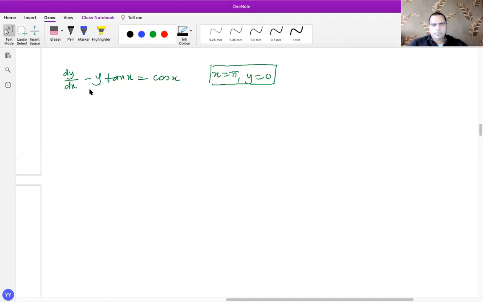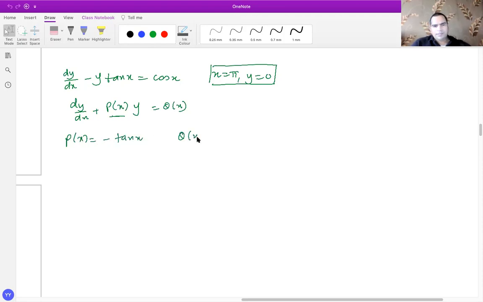Okay, so for this question, firstly, I identify the linear differential equation format: dy by dx plus p(x) times y equals q(x). When you see here, p of x is nothing but negative tan x, and q of x is nothing but cos x.